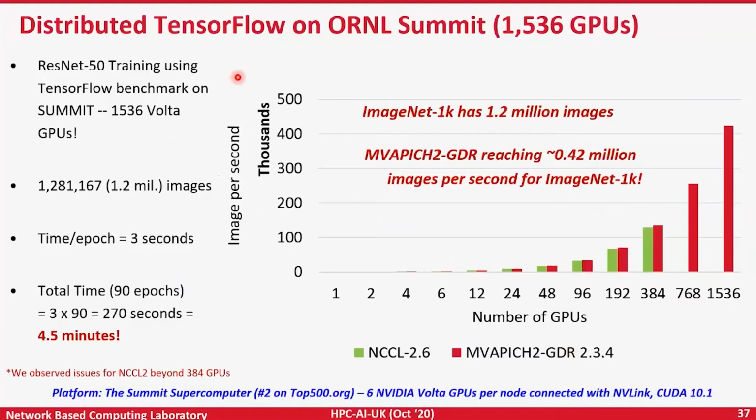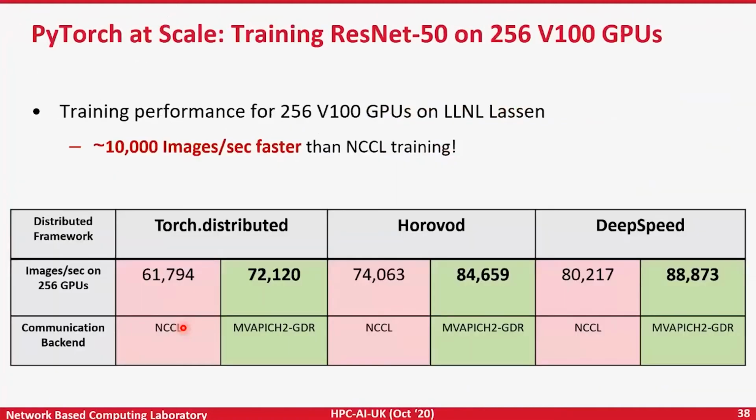Now if we go into the DL training, here we had distributed TensorFlow, again using up to 1536 GPUs. So we took ImageNet 1K, which has 1.2 million images. As you can see, we are able to scale very nicely with good performance. NCCL was not able to scale beyond these GPUs. And here we are able to train all the 1.2 million images in just 4.5 minutes. Okay. So as you can see, just using our MVAPICH2 library with the GDR option, you should be able to get very good performance on all these GPU-based systems.